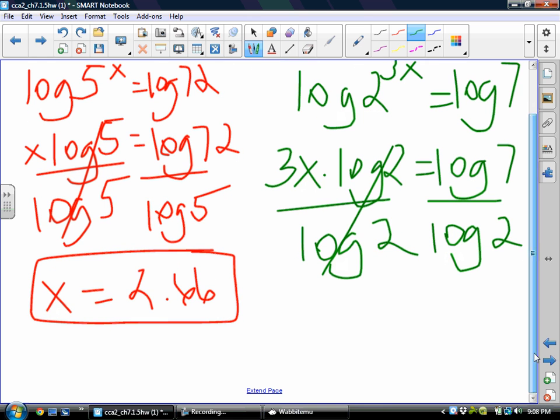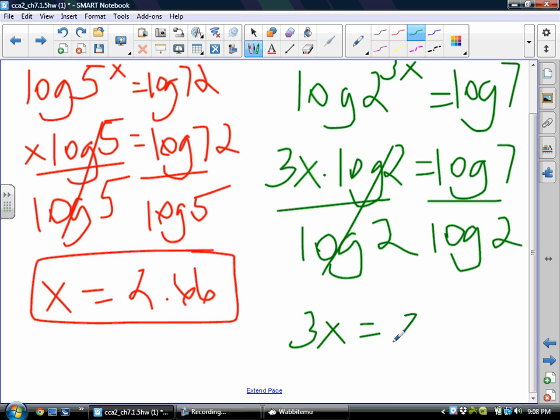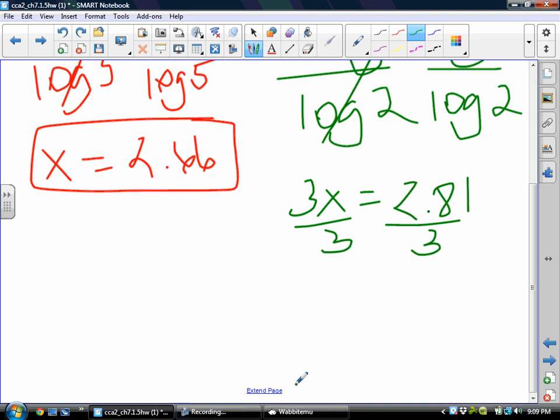So if I do that and divide, I'm going to end up having 3x equals this stuff. So it's log of 7 divided by log of 2 equals 2.81. Let's call that 2.81. And then I'm going to divide by 3 on both sides to get x by itself. So 2.81 divided by 3 equals 0.94. Let's round it to that. So x equals 0.94. This is for part B.